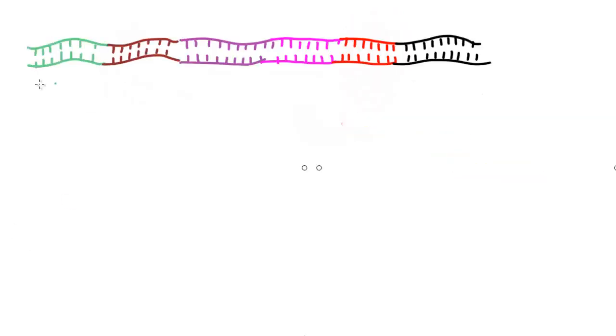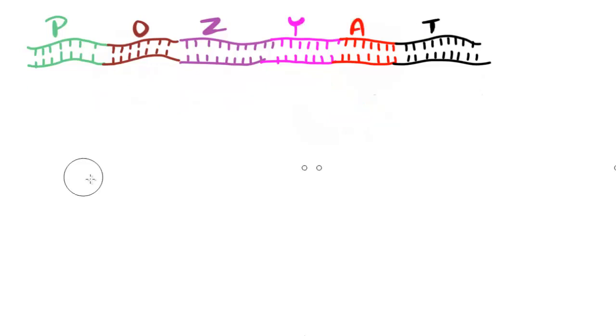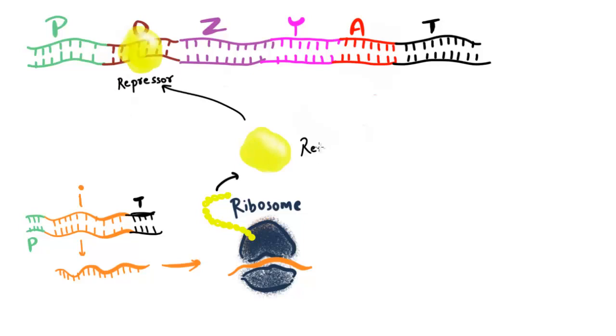If this is the Lac Operon with its respective promoter, operator and genes along with the terminator: P for the promoter, O for the operator, Z for beta-galactosidase, Y for the permease, A for the transacetylase and T for the terminator. There is another gene under its own promoter and terminator known as the LAC-I gene. The LAC-I gene makes an mRNA which can be translated by a ribosome to make a protein.